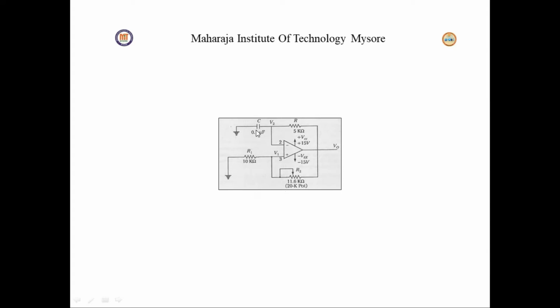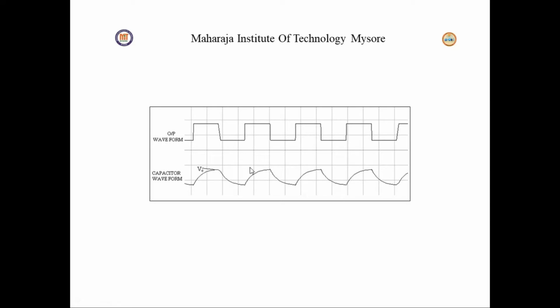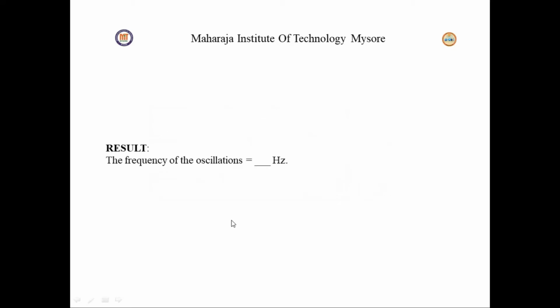So we need to check with the multimeter, then make the connection as shown in the figure and switch on the power supply. We are using one CRO, so we need to observe the waves generated here. Based on this, we need to measure the frequency. Finally, we need to give the measurement of the frequency for the wave generated in the experiment.